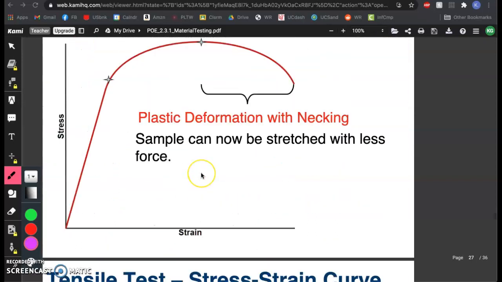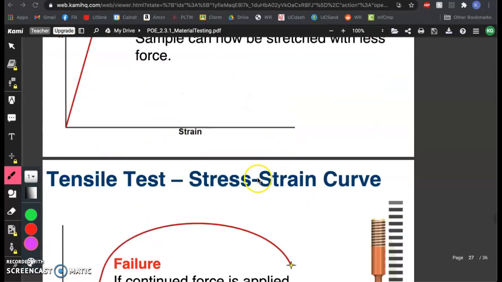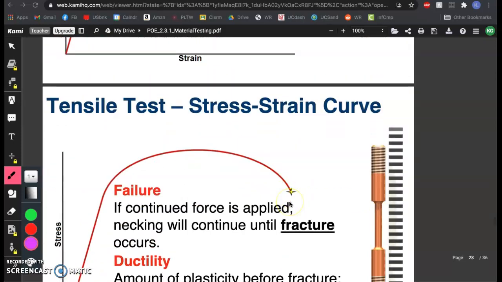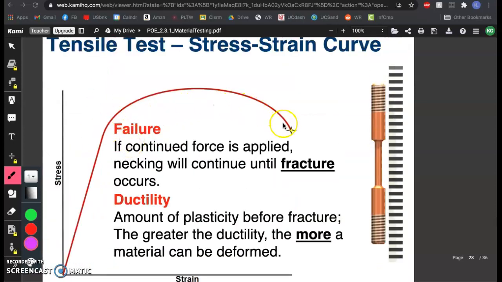I don't know where it was in here, but we'll put it in the thing. And then that's called your failure point. That's where it's going to break. And the amount of stretch it has before it breaks is called its ductility. So if you had a piece of, like, gold, it is very stretchy. It's ductile. If you had a piece of cast iron, it barely stretches at all.